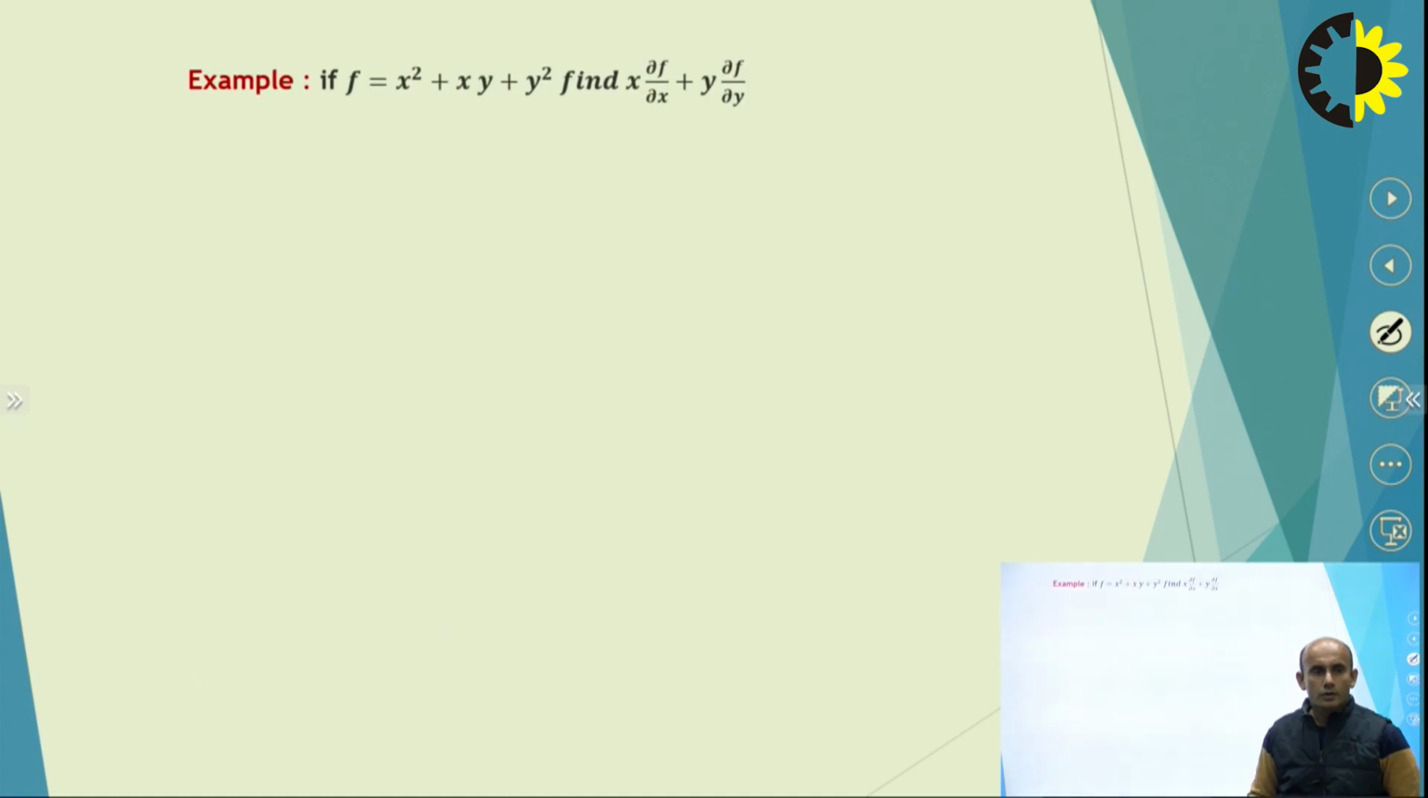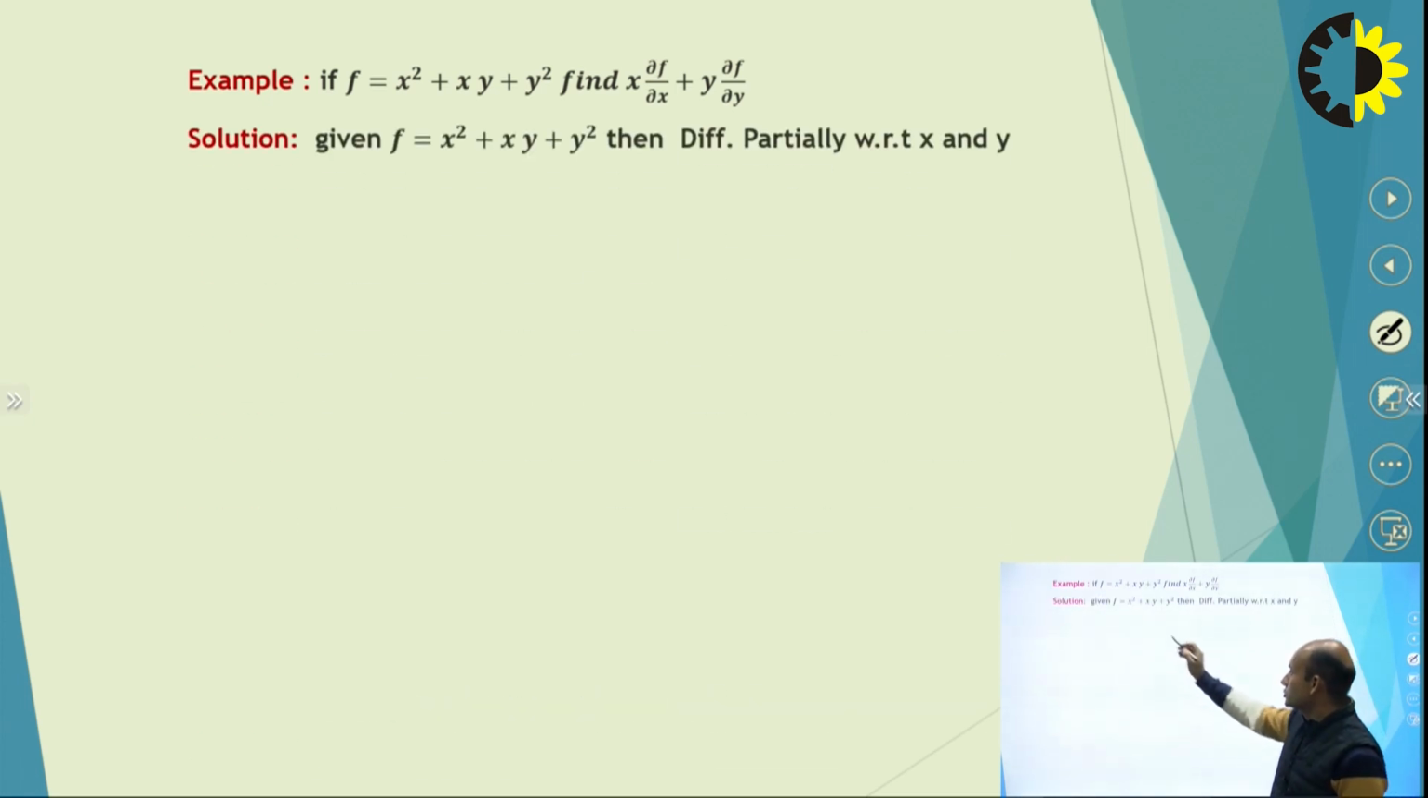Now we have some examples here. If we have a function f which is x square plus xy plus y square, and we have to find x del f upon del x plus y del f upon del y, then first we have to differentiate the function with respect to x. So this is the function f, which is x square plus xy plus y square. Then first we have to find del f upon del x. It means partial differentiation of the function with respect to x. Then we have the variable y as constant.